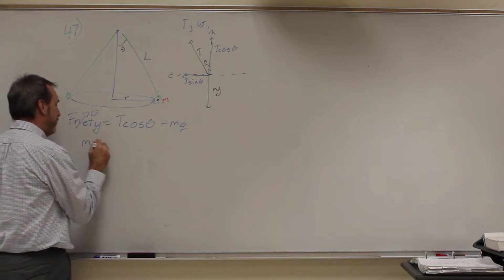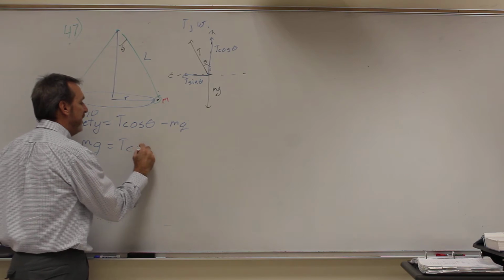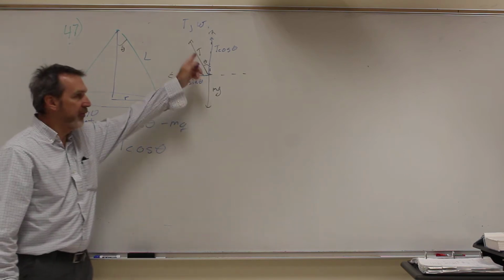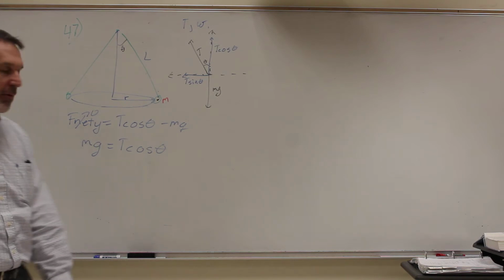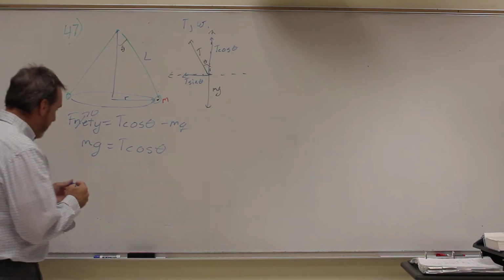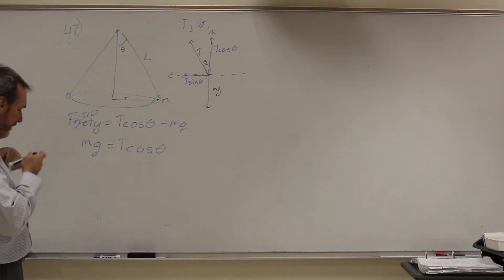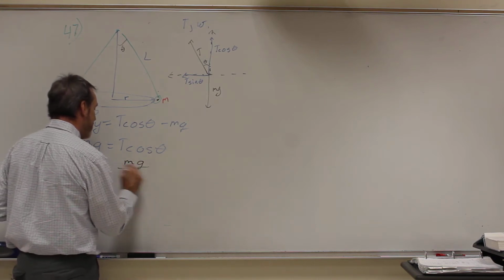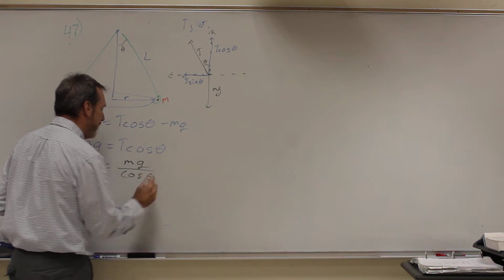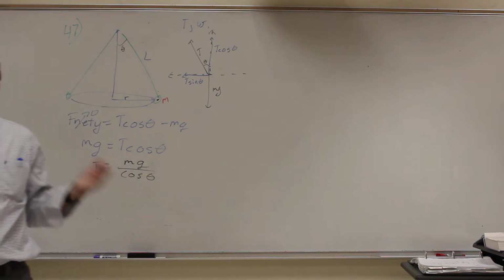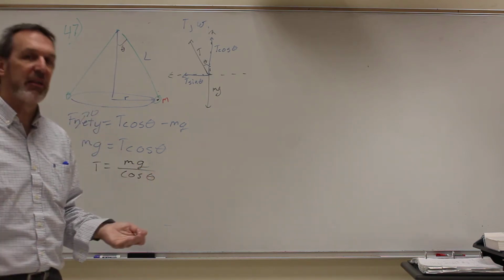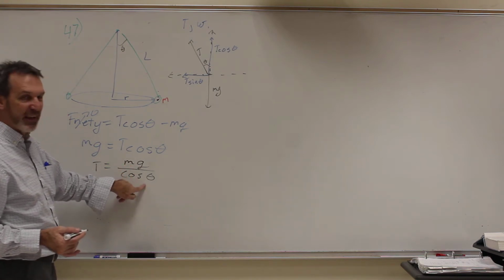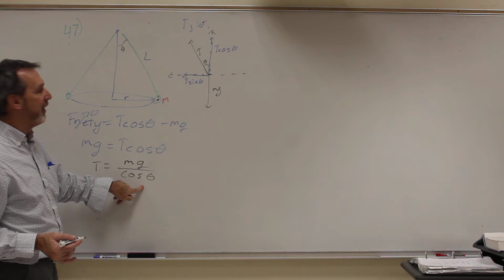But I know it's not accelerating in the y direction, so this goes to 0. So I'm going to say that mg is equal to T cosine theta. They have to be equal to each other if it's not moving up or down. There's no acceleration. All right? And I want to solve for the tension, so I can say, oh, well, tension is just equal to mg over cosine theta. But if you remember the problem, I can't leave cosine theta. It has to be in terms of L and R. We already have the g and the m in here. So I've got to get cosine theta in terms of L and R.